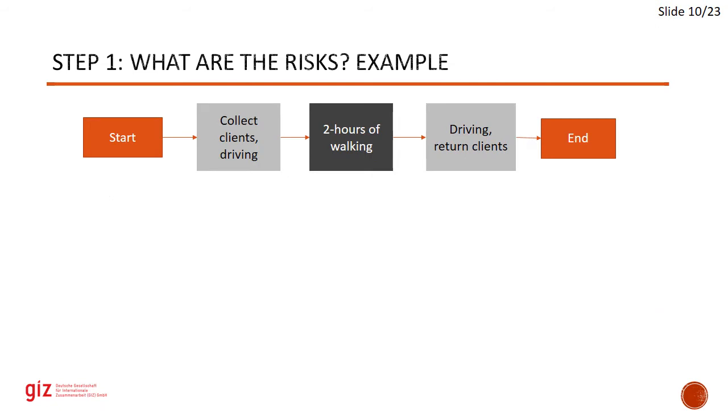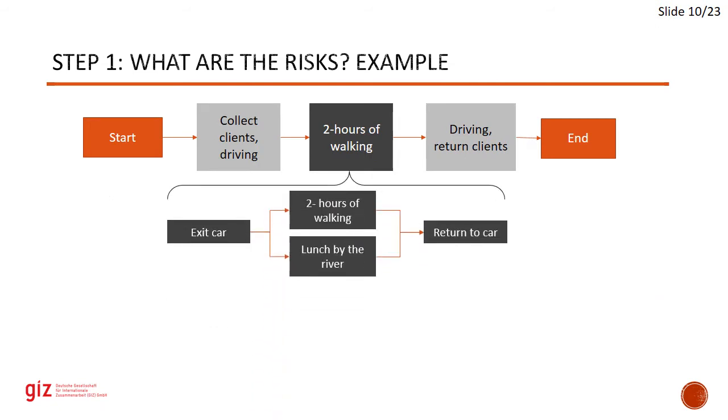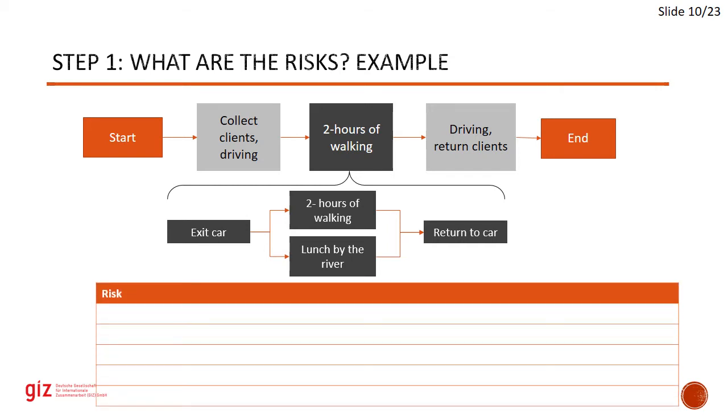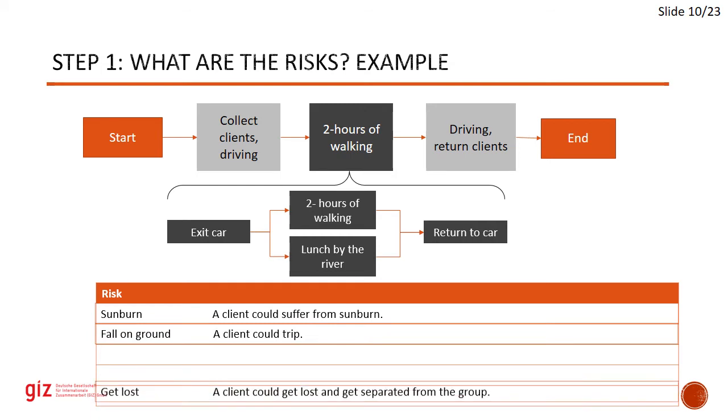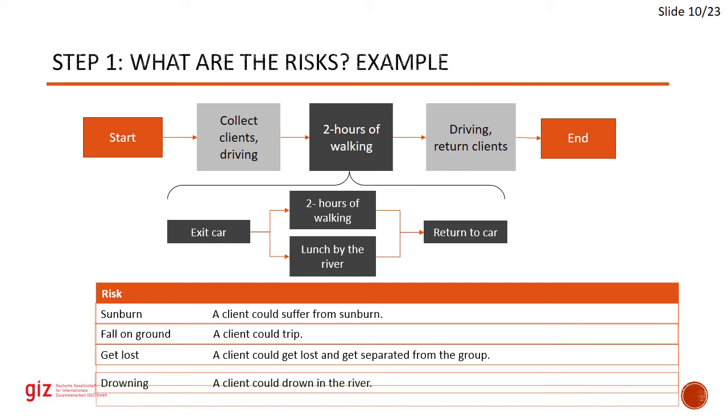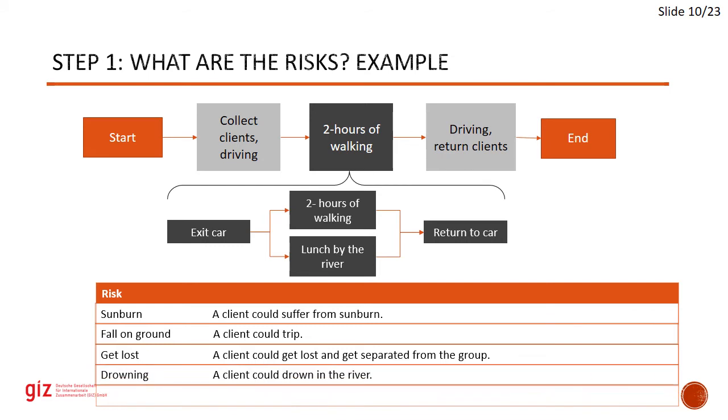What about the second part of the trip? It involves exiting the car, 2 hours of walking, lunch by the river, and returning to the car. What are the different risks in this step? Some examples are sunburn. A client could suffer from sunburn. Fall on ground. A client could trip because the ground is rocky or uneven. Get lost. A client could get lost and get separated from the group. Or a more dramatic example, drowning. A client could drown in the river, etc.